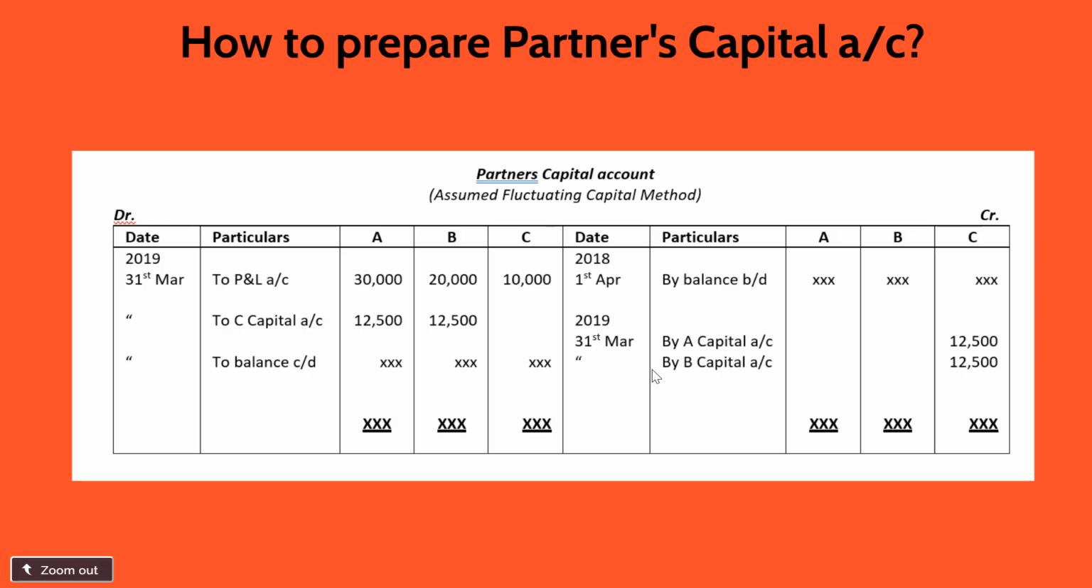we'll write at the end of the accounting period, by A's capital account under C, the deficiency to be borne by A, which is 12,500 rupees, by B's capital account under C, the deficiency to be borne by B, which is 12,500, and to C's capital account under A, we'll write 12,500, and under B we will again write 12,500, and we can go on to balance the partners' capital accounts.